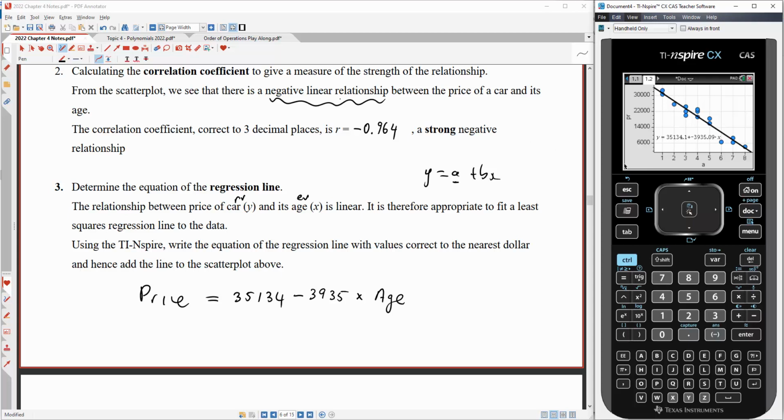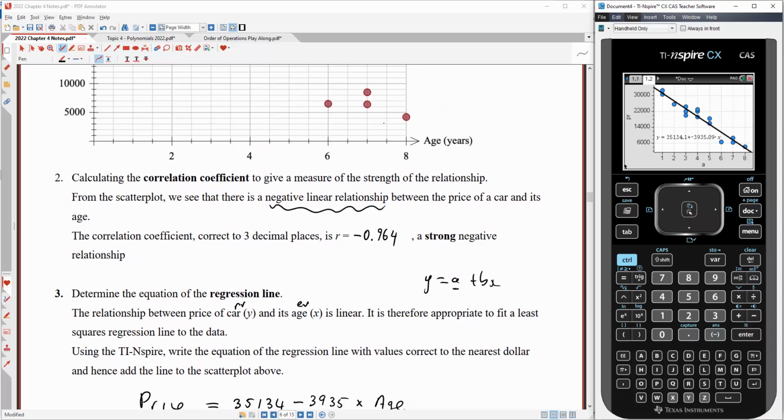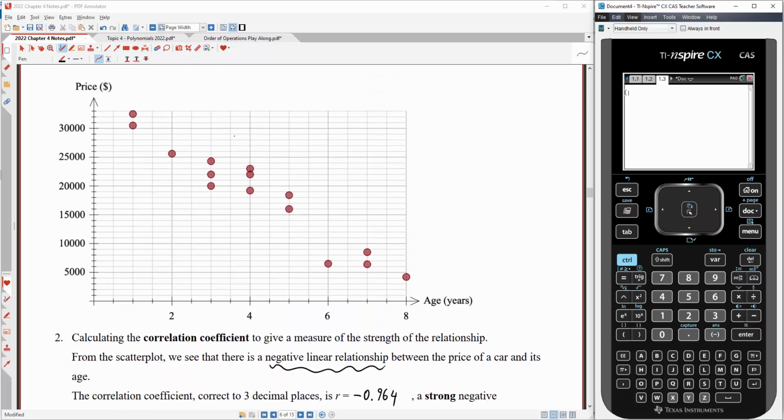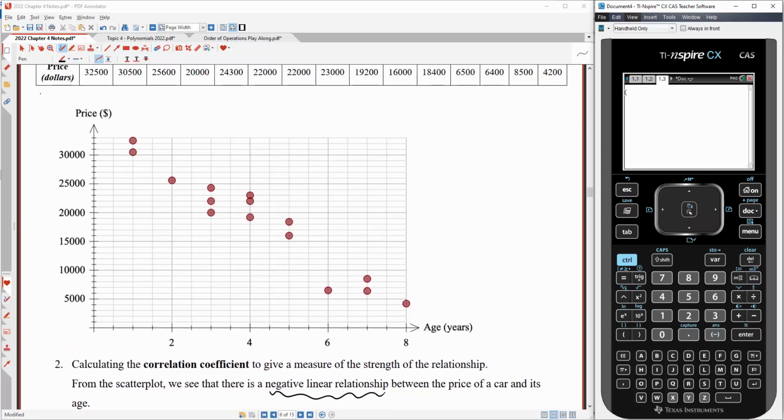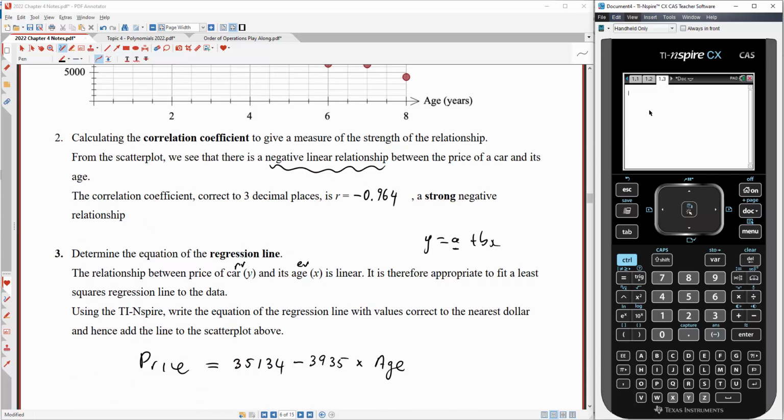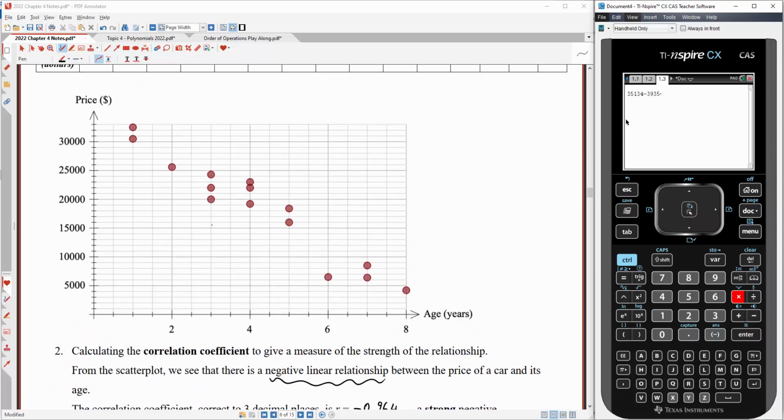Alrighty, so then what they want us to do is add that line. Okay, so at this point we'll go Control, Doc, and add a calculator to that. And then we'll plot a point at either end of this scatter plot to draw our regression line. Okay, so our equation is this one here, 35134 take away 3935 multiplied by the age. Now remember what I suggested earlier is that you use a number on either end of the scatter plot. So in this case it'll be 0 and 8.